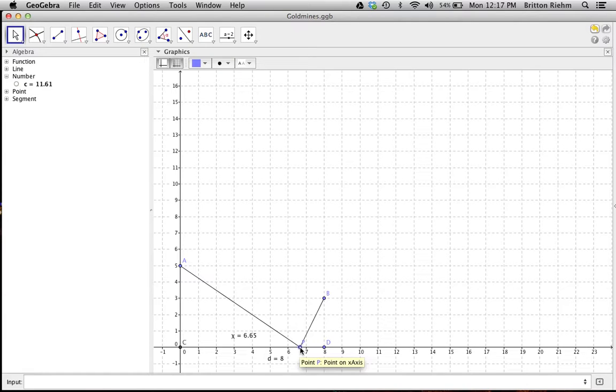It's not a parabola, by the way. Some of you have used the word parabola in your investigation so far, and it's not a parabola.